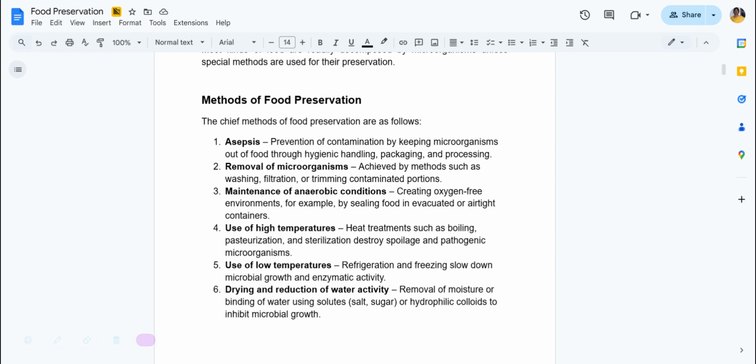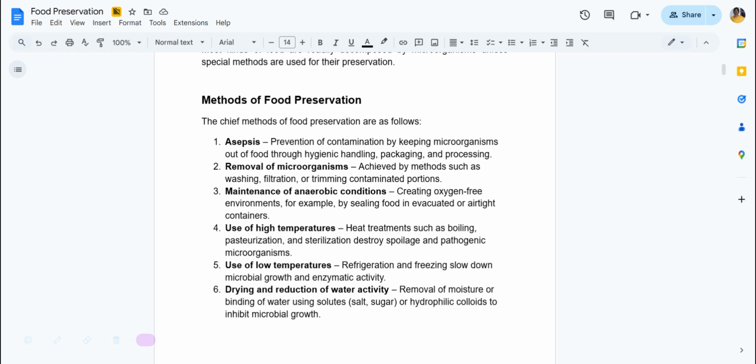Maintenance of anaerobic condition can be done by storing the food in airtight containers, wherein anaerobic condition is maintained. Then using a high temperature, like sterilization and pasteurization. In sterilization, there is a complete destruction of microorganisms by means of autoclaving, whereas pasteurization can be done at 62 degrees Celsius, in which only the pathogenic microorganisms will be destroyed, not other microorganisms.